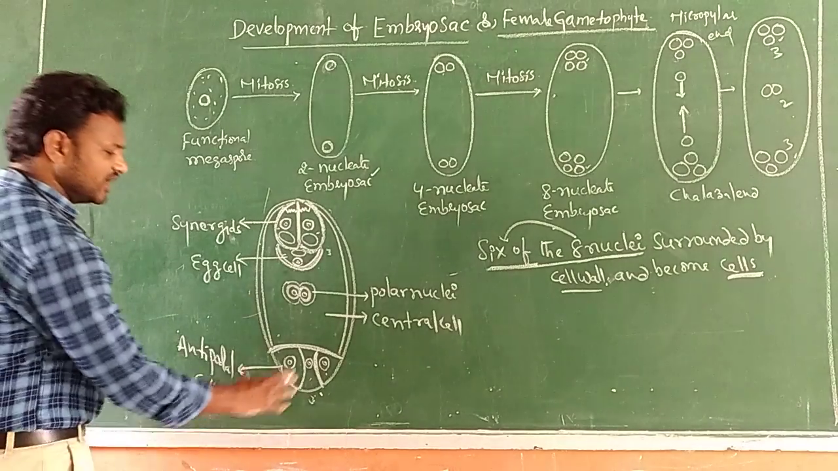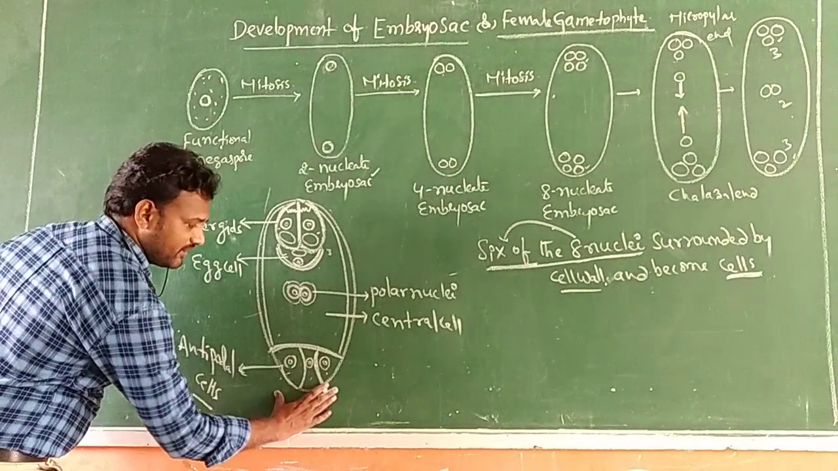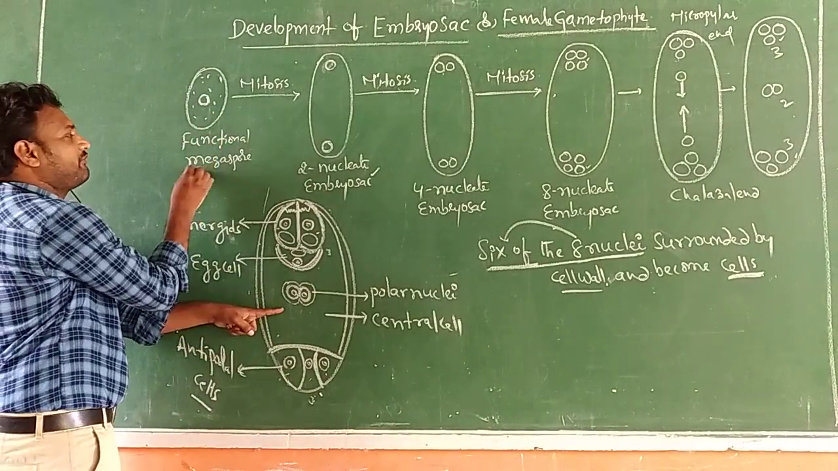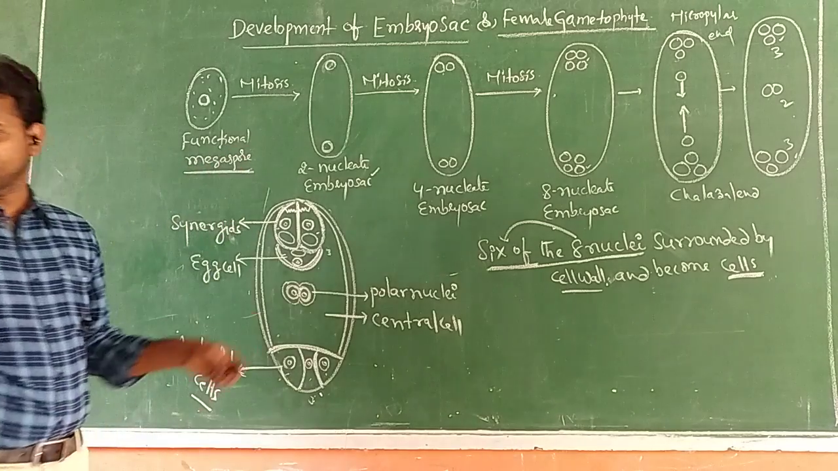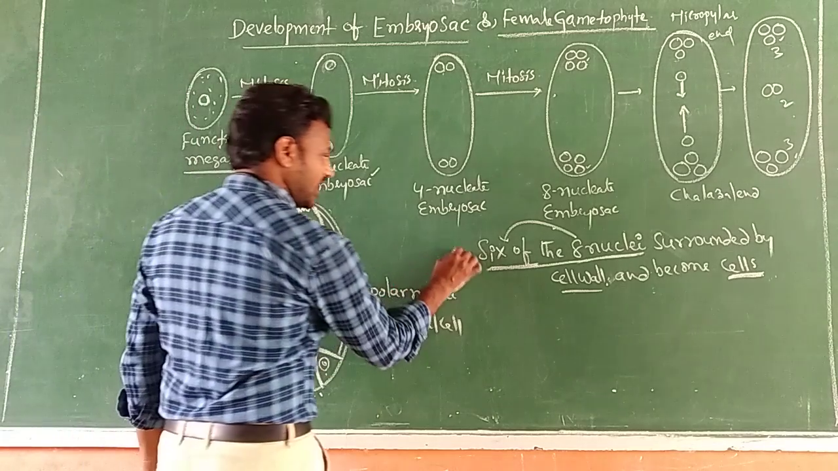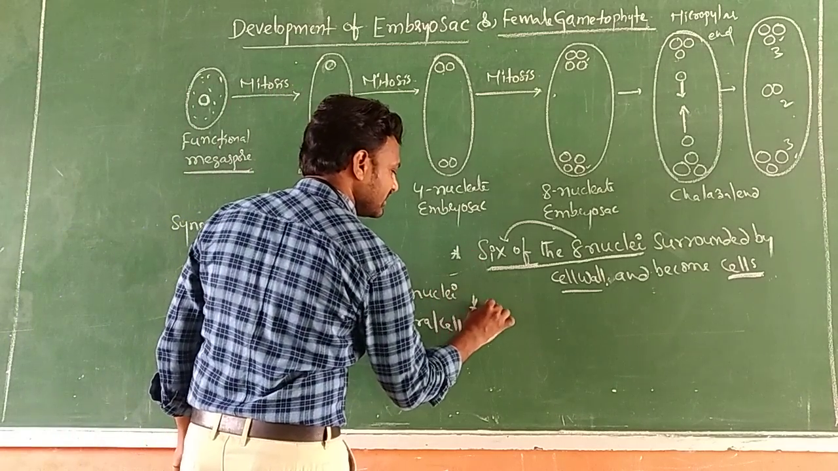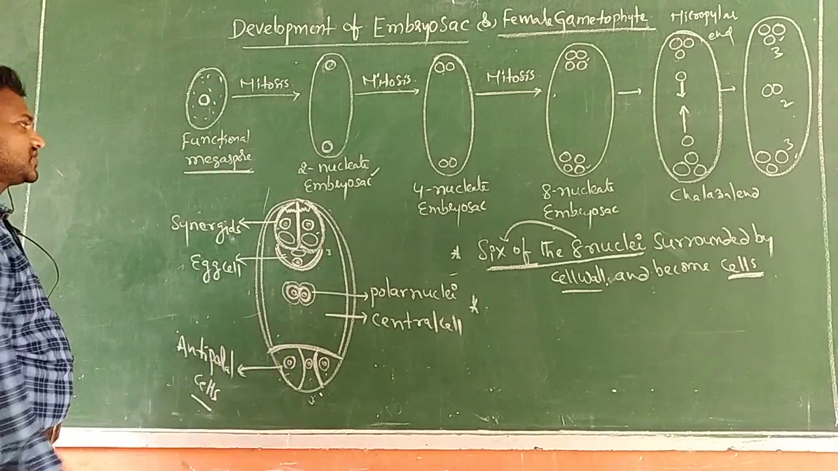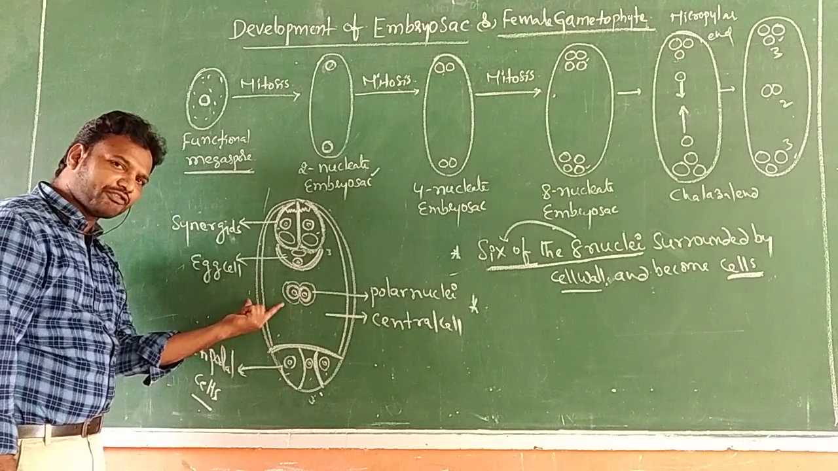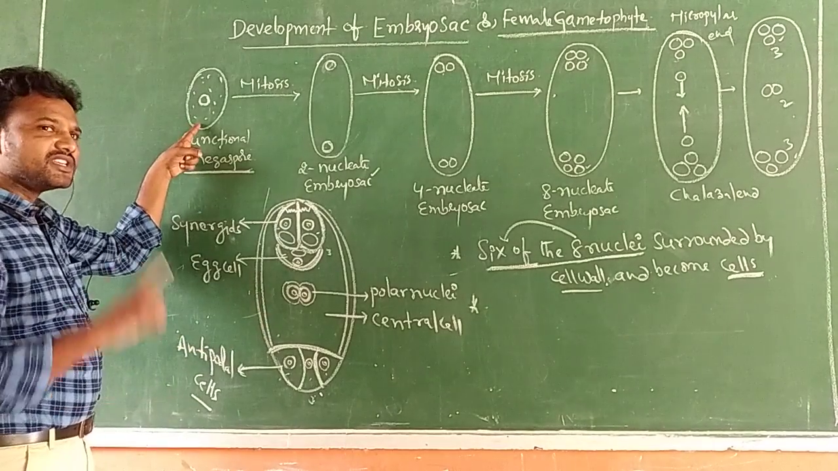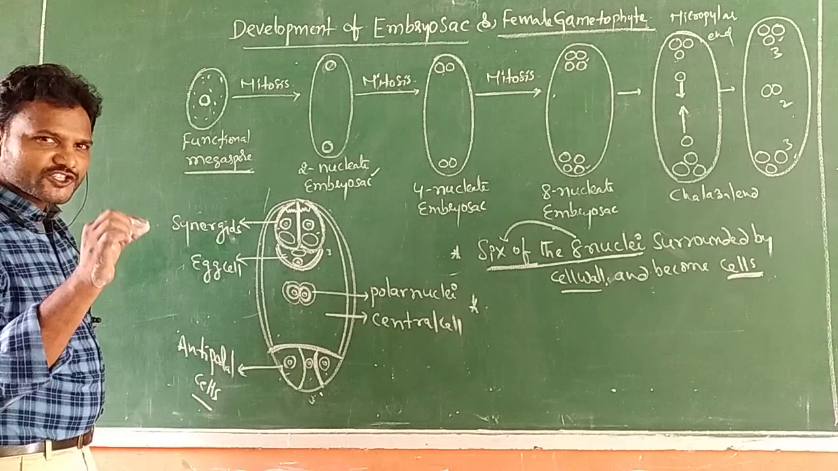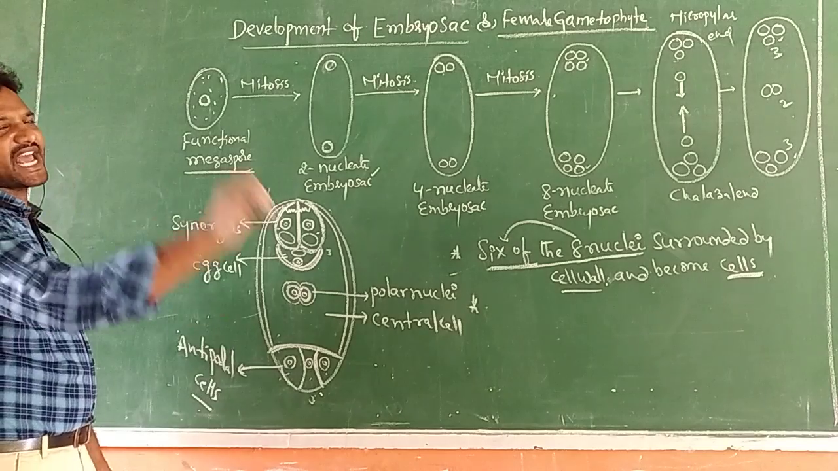I hope you understood. This is the embryo sac or female gametophyte. This embryo sac or female gametophyte is formed from a functional megaspore. I hope you write this down, followed by the next point. The embryo sac or female gametophyte is formed from a single functional megaspore. This is called monosporic development of embryo sac.